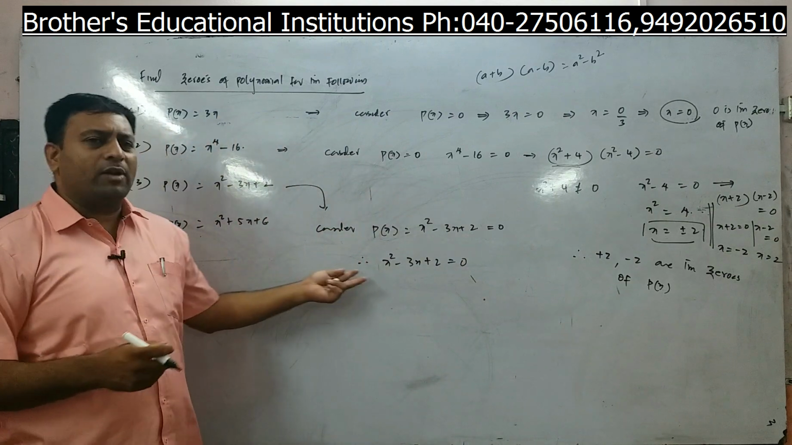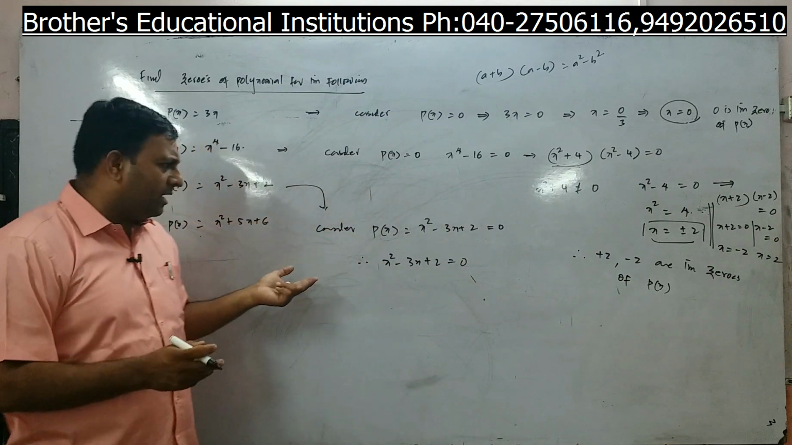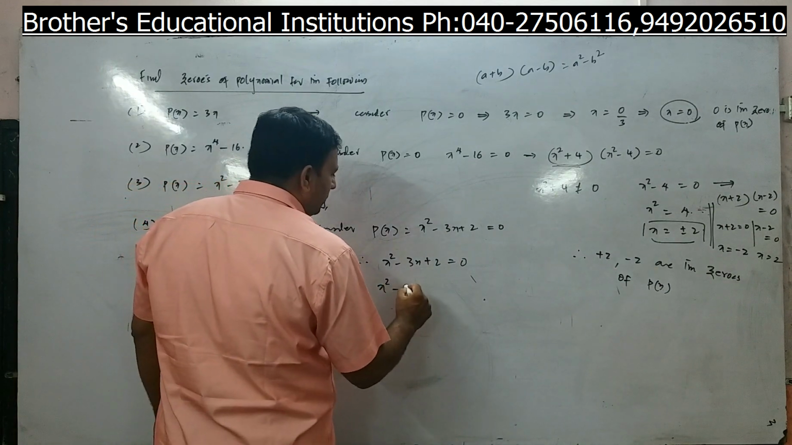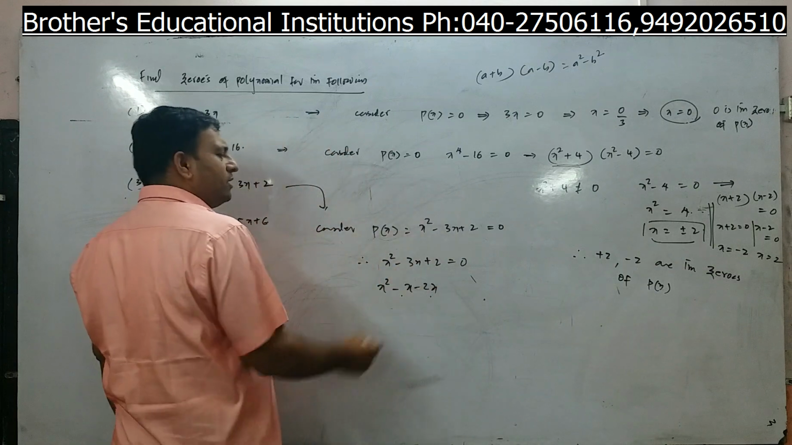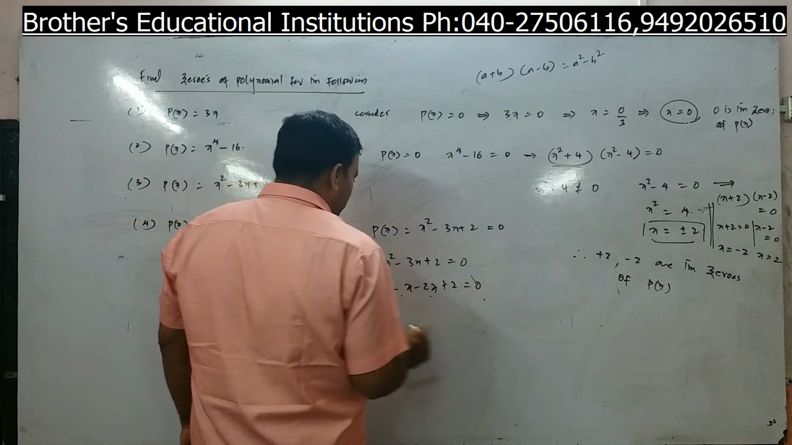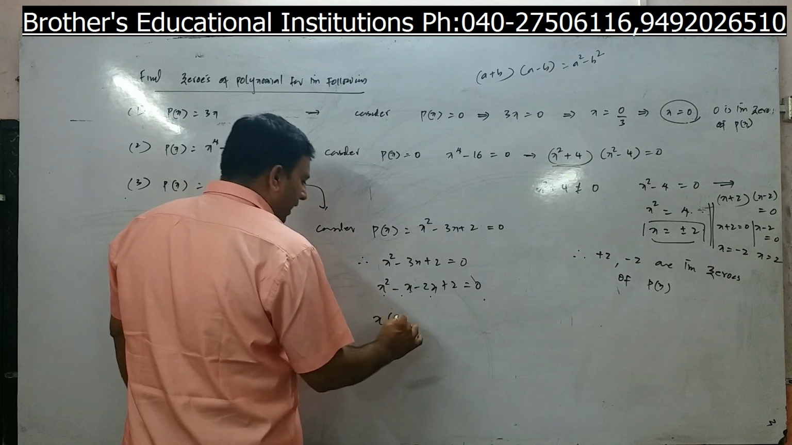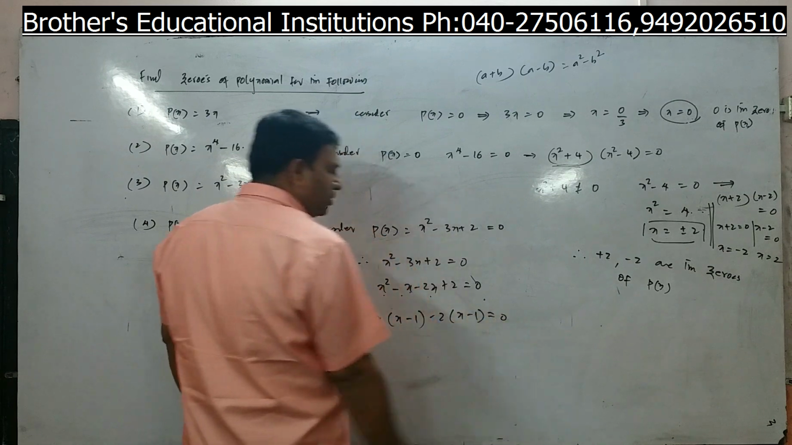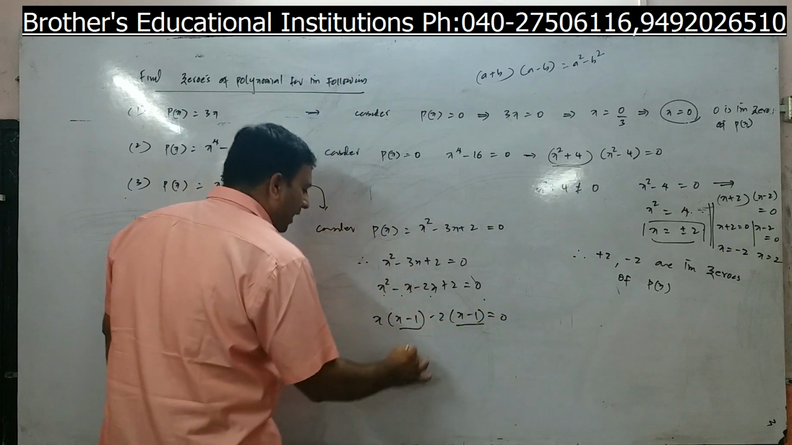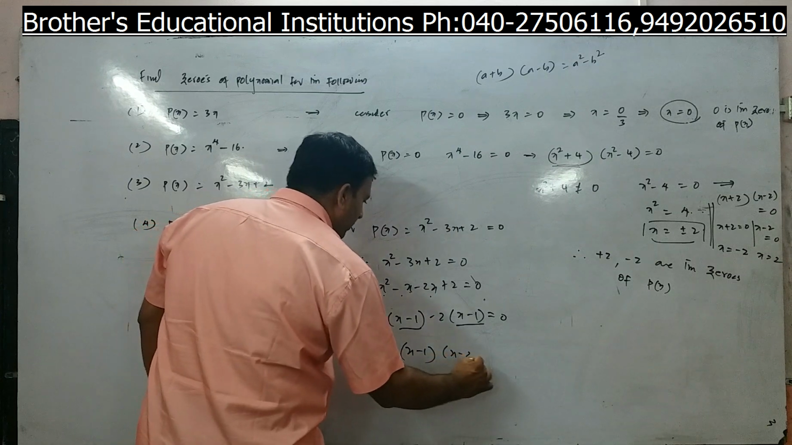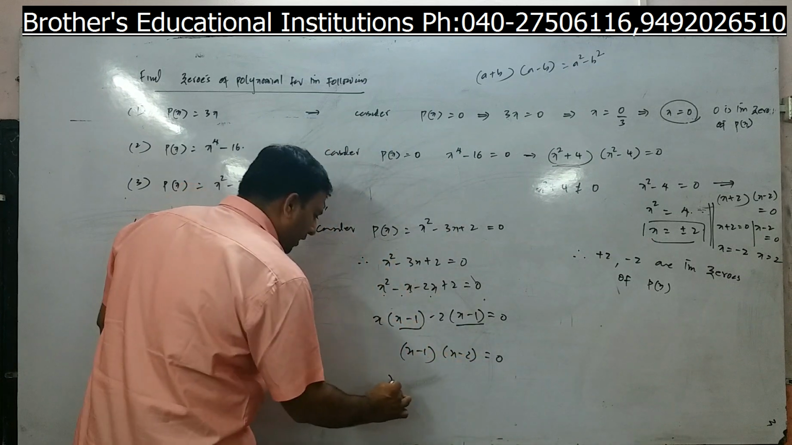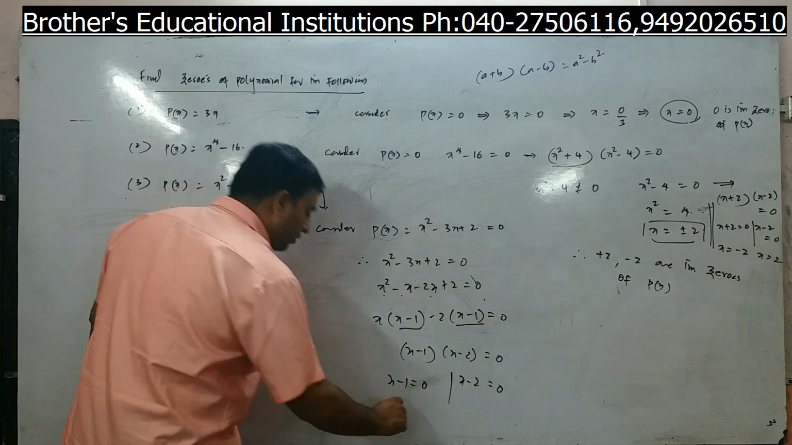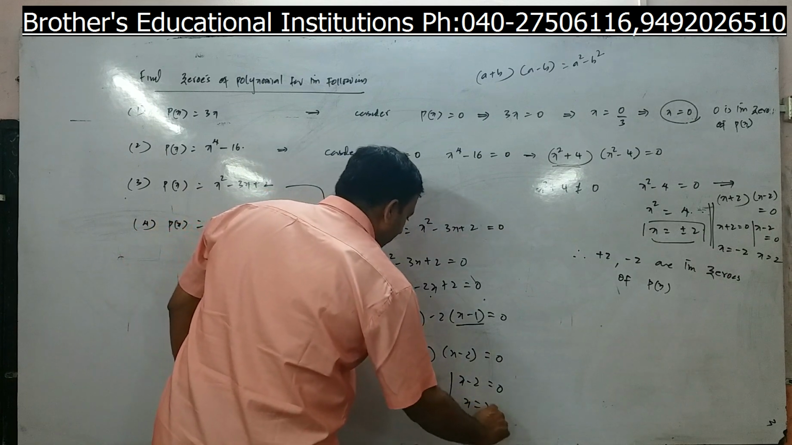Now you have to factorize. In your 9th standard and 8th standard, you have understood how to factorize. So I will factorize by splitting this 3x into minus x minus 2x. Minus x minus 2x is minus 3x plus 2 is equal to 0. Again I will take x common. When I take x common, it is x minus 1 minus 2 into x minus 1 is equal to 0. Again what is common? I will take x minus 1 into x minus 2 is equal to 0. So I will write x minus 1 is equal to 0, or I will write x minus 2 is equal to 0. Means x is equal to 1 or x is equal to 2.